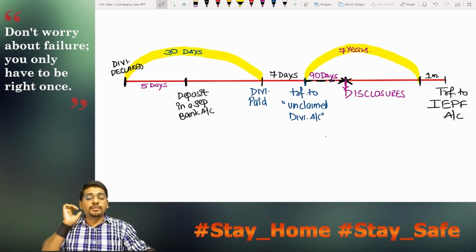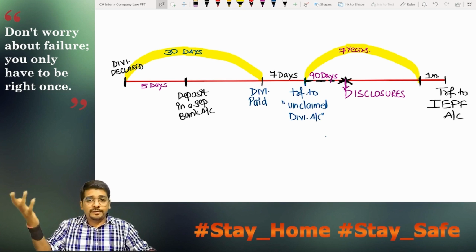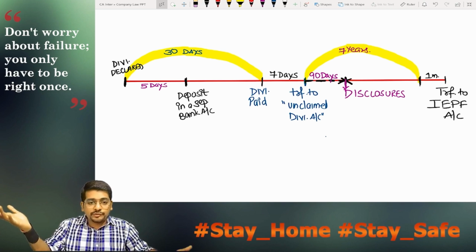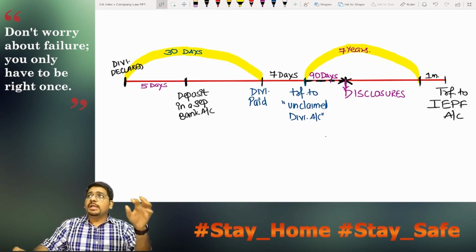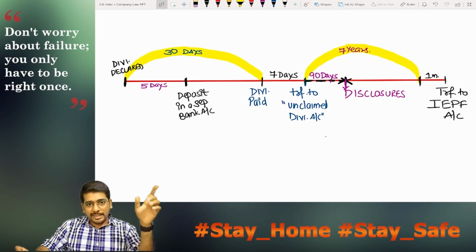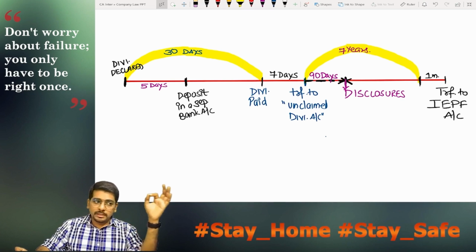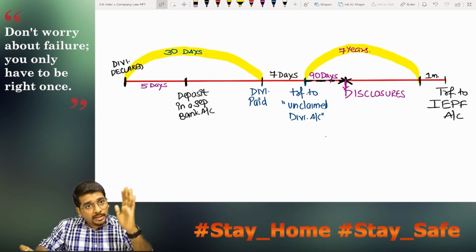clearly drafted the provision and given us clarity on this point. The law says, see, after all, it is your money and your money is your money. We are not interested in keeping your money, right? So if you are claiming the amount of your dividend within a period of 7 years from that unclaimed dividend account, it shall be as per the procedure prescribed by the company and you will get your money.